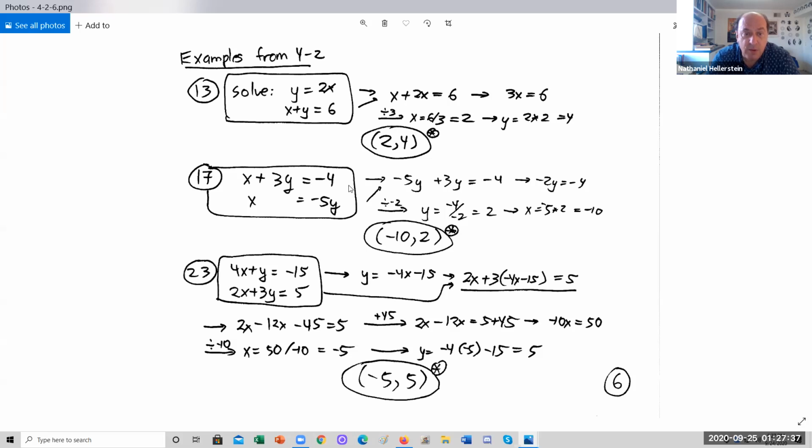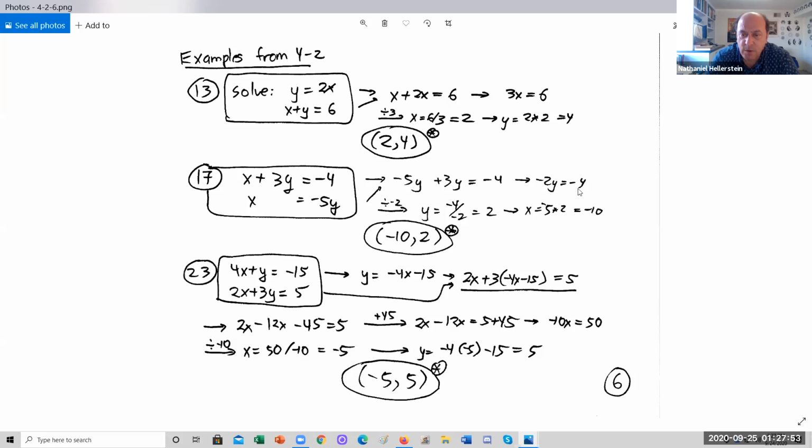x plus 3y equals -4. x equals -5y. That's pretty simple. Plug in -5y wherever we see an x here. So this becomes -5y plus 3y is -4. The left side simplifies to -2y.